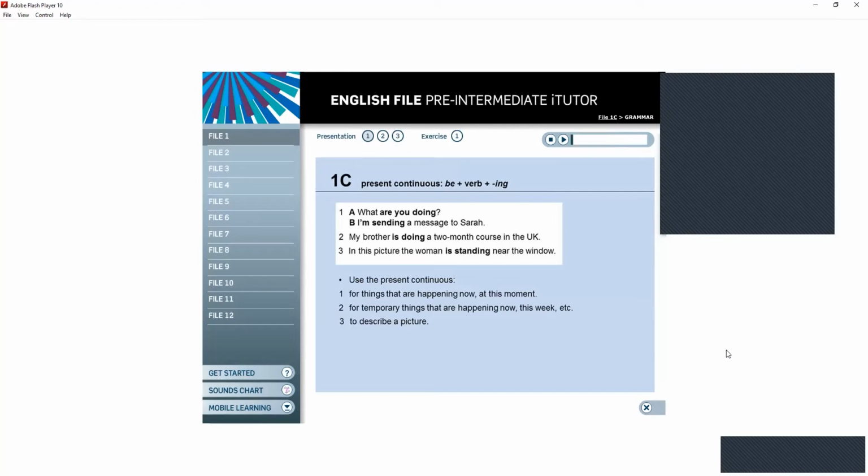So we use the present continuous. Rule number 1, to talk about things that are happening now or at this moment. For example, like Sarun, Tim, and Ray are learning English from Mr. Ray. Okay, Mr. Ray is teaching English at this moment, happening now. And rule number 2, we talk about temporary things that are happening now or this week. So it's not permanent, just temporary.